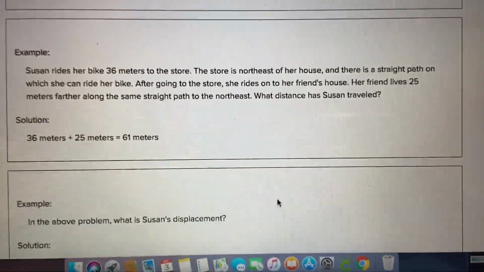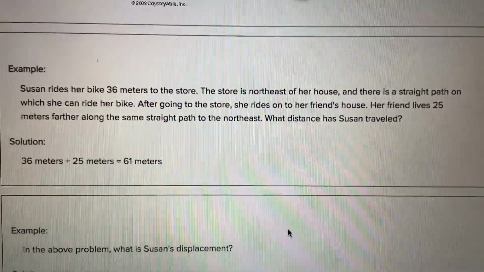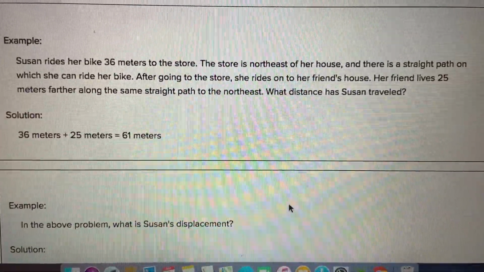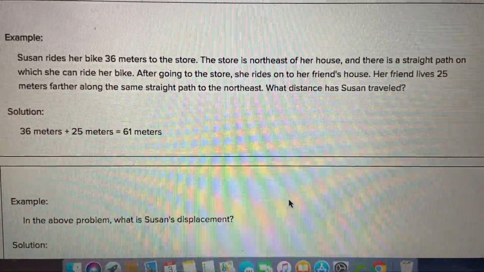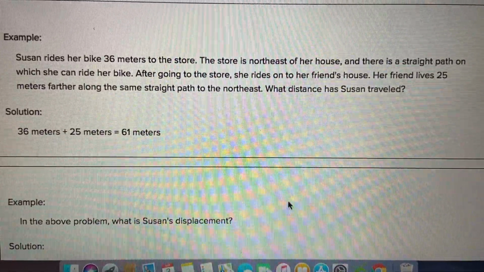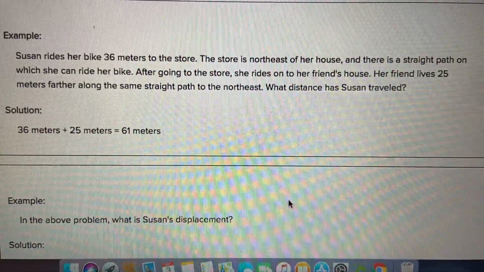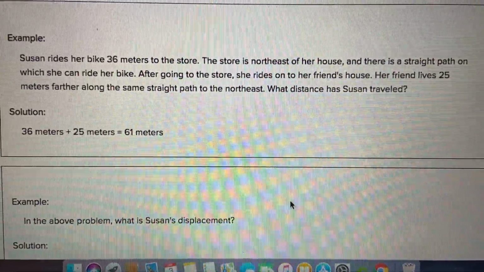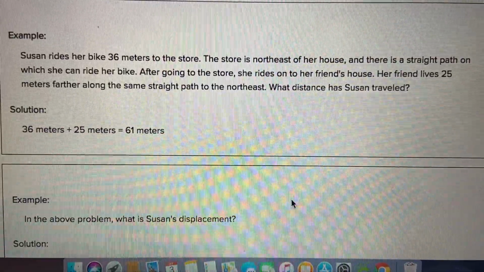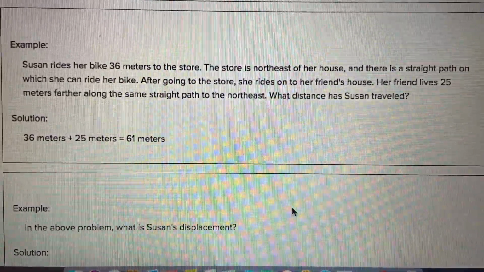Susan rides her bike 36 meters to the store. The store is northeast of her house, and there is a straight line path on which she can ride her bike. After going to the store, she rides to her friend's house. Her friend lives 25 meters farther along the same straight path to the northeast. What distance has Susan traveled?